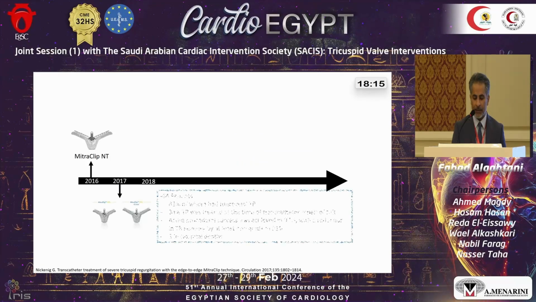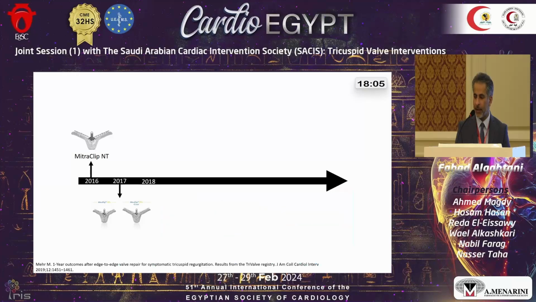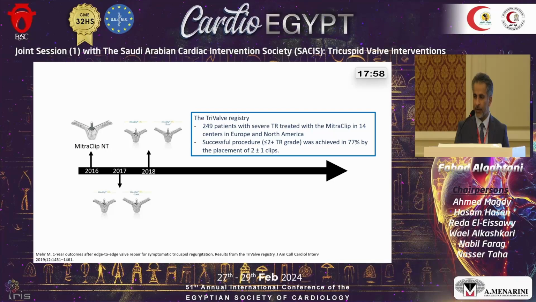A year after, in 64 patients, 88% of them had functional TR, 34 were treated at the time of the transcatheter repair, and only 3 hospital deaths had occurred at that time. Then, jumping to 2018, the TRIVALVE registry came out. It involved 249 patients with severe TR using the mitral clip in 14 centers in Europe and North America.